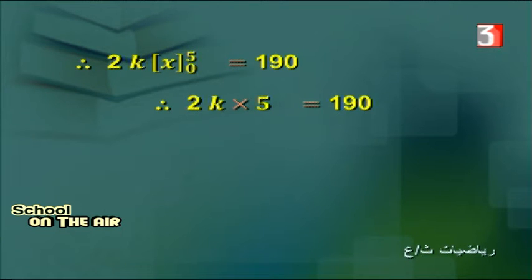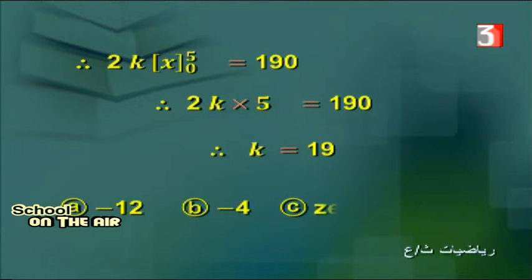Then 2k times 5 minus 0, which equals 5, equals 190. Then 10k equals 190. Then k equals 19. Then we can choose the correct answer, which equals 19, or letter D.